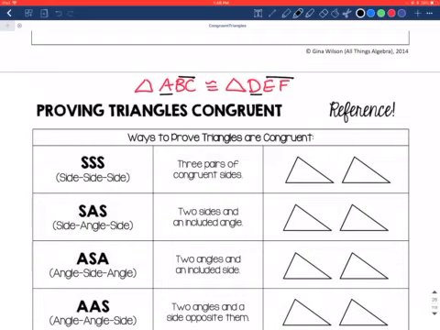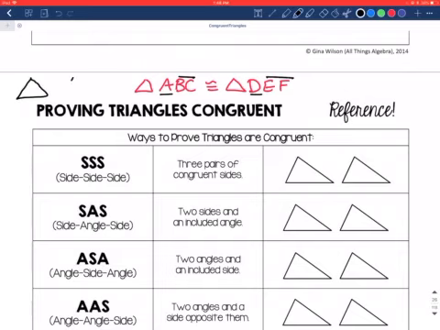I might give you 3 sides. I might give you a side and 2 angles. I might give you an angle and 2 sides. But the only way that we can prove that those triangles are congruent with limited information is with these 5 postulates. So again, this only works if I don't give you all of the parts.